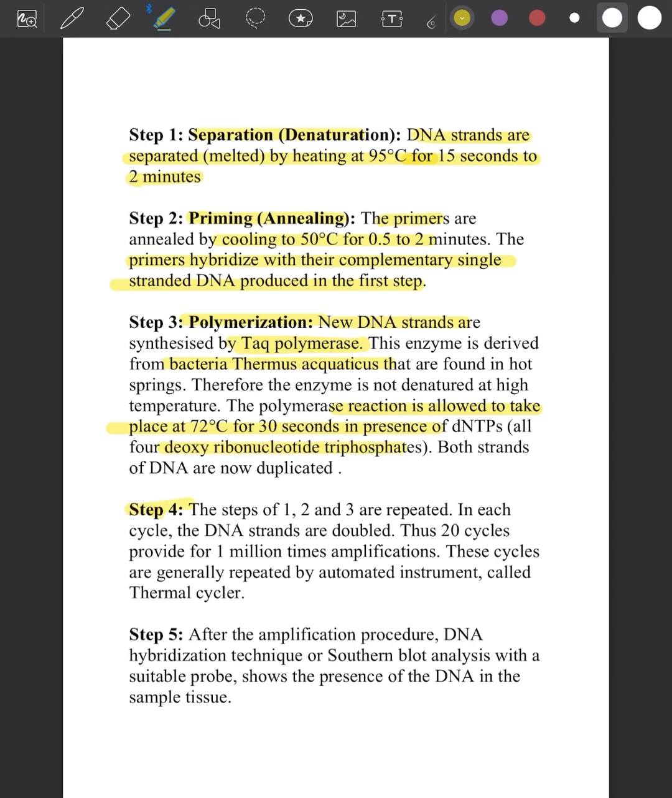In step 4, the first 3 steps are repeated, so the number of DNA strands in each cycle is doubled. Thus, 20 cycles provide a 1 million-fold amplification. This is usually done by an automated instrument, the thermal cycler. After the amplification procedure, DNA hybridization or Southern blot analysis with a suitable probe is done, which shows the presence of DNA in the sample tissue.